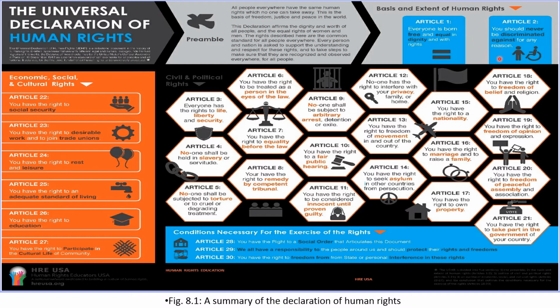Article 21, you have the right to take part in the government of your country. You should vote if you are given the privilege to vote. And malapit na. I hope that a lot of you have already registered. Article 22, you have the right to social security. Article 23, you have the right to desirable work and to join trade unions.